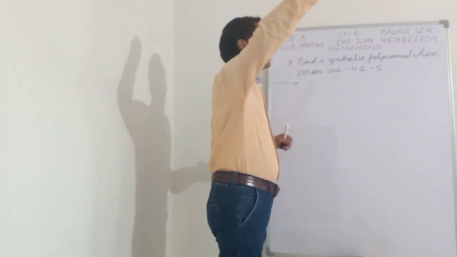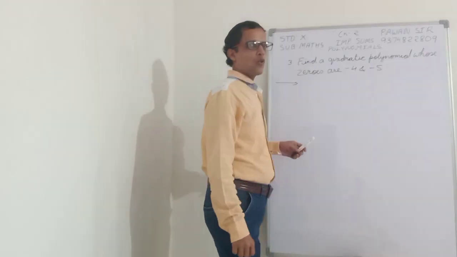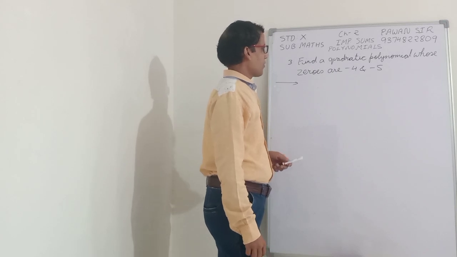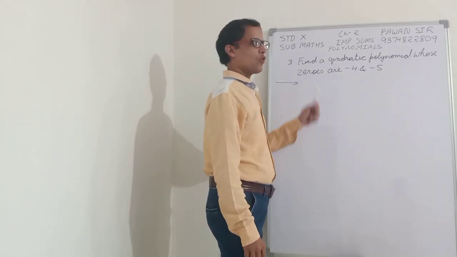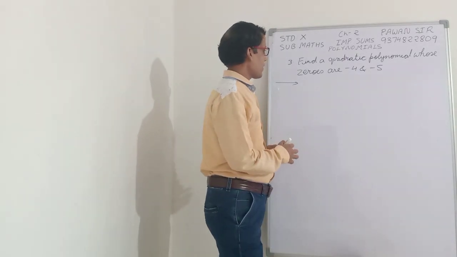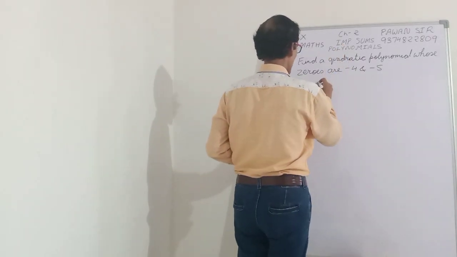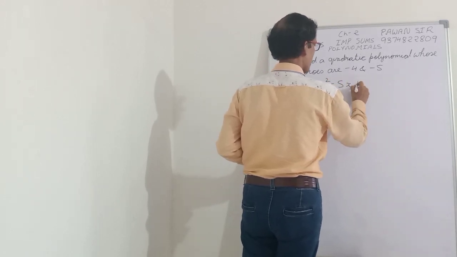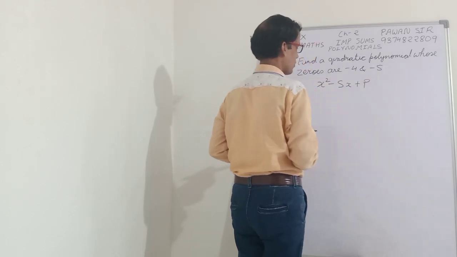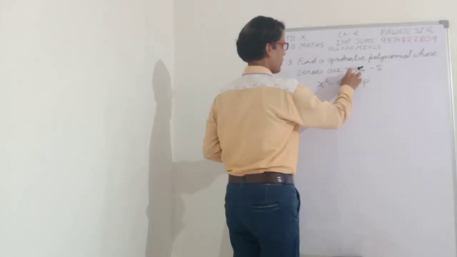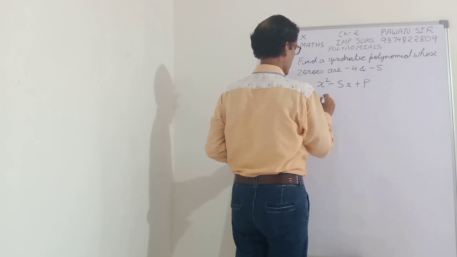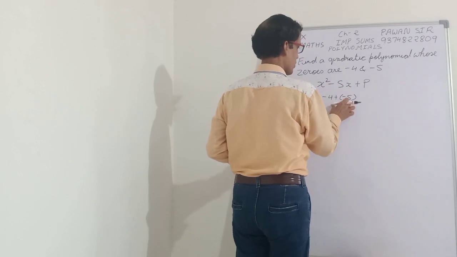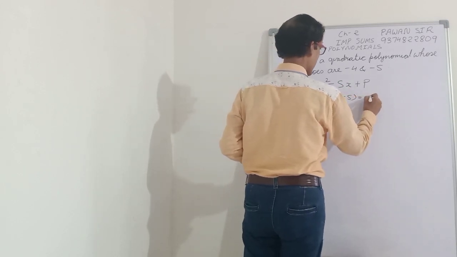Third question is, find a quadratic polynomial whose zeros are minus 4 and minus 5. We have to find the quadratic polynomial whose zeros are minus 4 and minus 5. So as you know, the quadratic polynomial is given by x square minus sum of the roots into x plus product of the roots. Okay? So here what is S? Sum of the zeros: minus 4 plus minus 5. S means sum of the zeros. It is equal to minus 9.